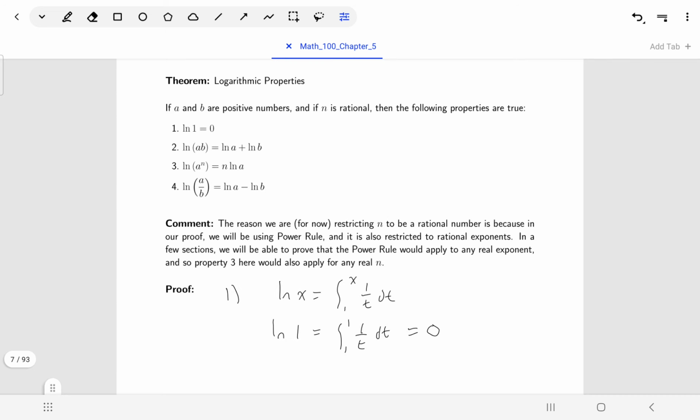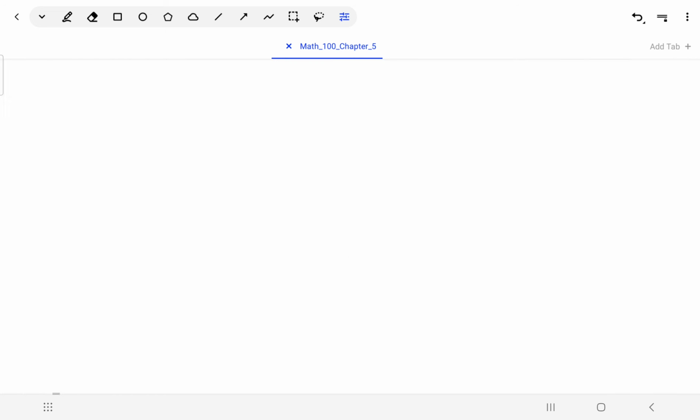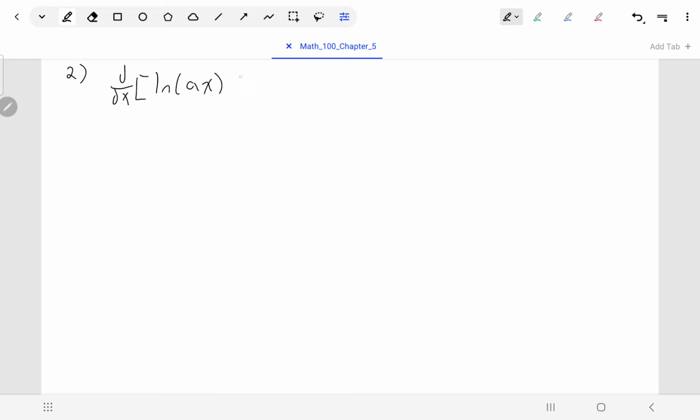Okay, so I'm going to carry on and do my proof of 2, 3, and 4. They're all kind of similar in the sense that I'm going to be using derivatives to prove all of them. So first, for the proof of number 2, I'm going to look at the derivative with respect to x of the natural log of some number times x. And I know that the derivative of the natural log should be 1 over whatever it's the natural log of, times the derivative of the inside. I'm basically just using the chain rule here. So the derivative of a number times x is whatever that number is. And so I would get 1 over x as my derivative.